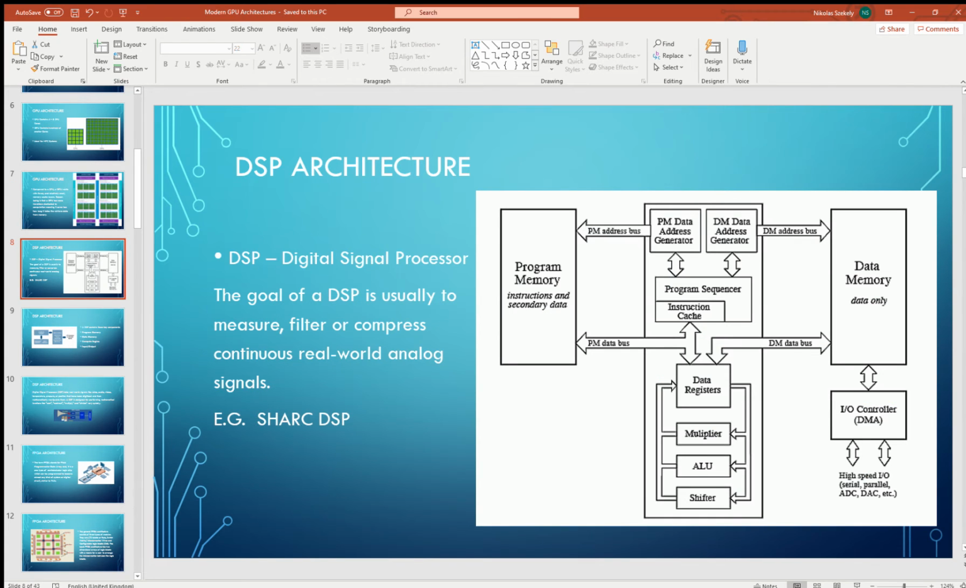Next, we move on to the DSP, also known as the Digital Signal Processor. It is a specialized microprocessor, sometimes referred to as a SIP block. It is a chip with its architecture optimized for the operational needs of digital signal processing.